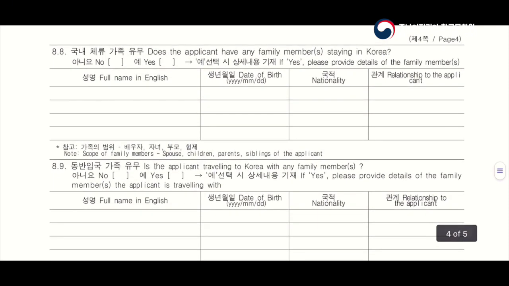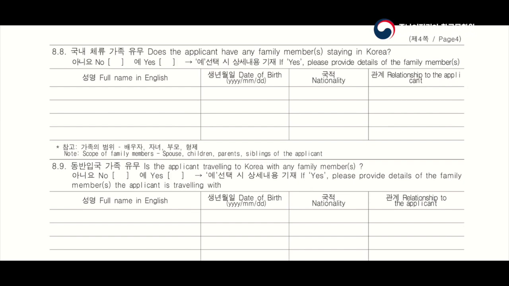If you have any family members staying in Korea, you have to provide details about them, like their name, date of birth, nationality, and relationship you have with them. But if you don't have any family member, you can just skip this part.